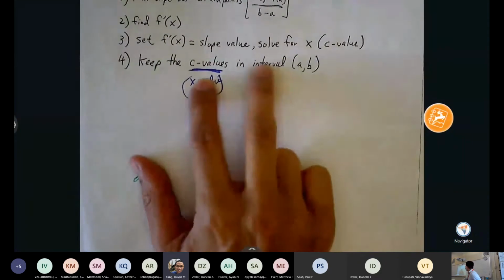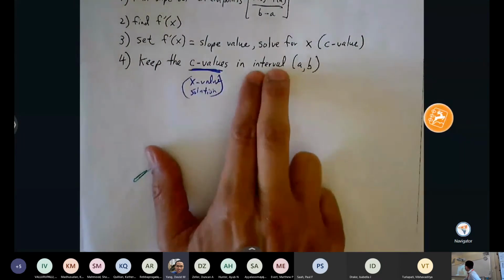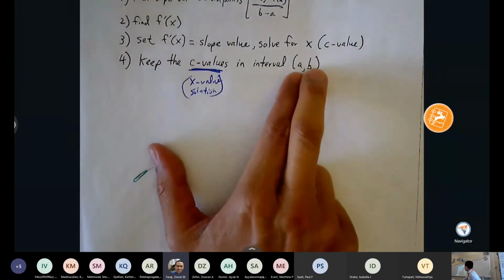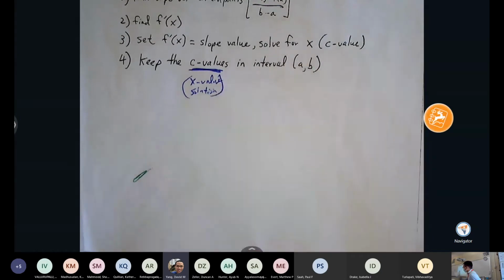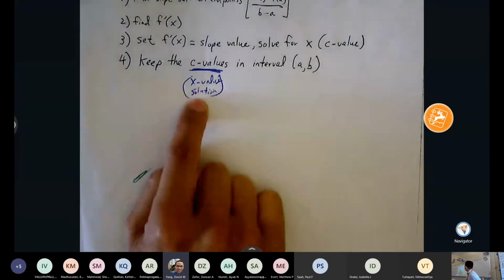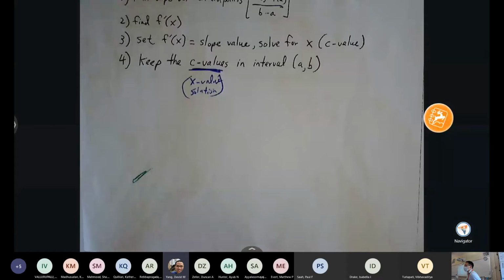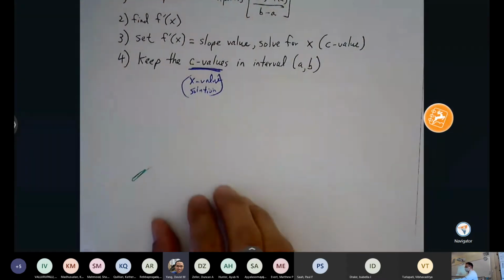And then again, just like with Rolle's theorem, whatever answer you get at the end has to fall inside the interval. Outside is removed. If it lands at the endpoint, it's also removed. We only keep what's in between. But you're guaranteed at least one solution in between your endpoints. Okay. All right, number 4.